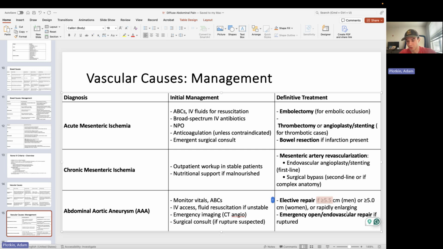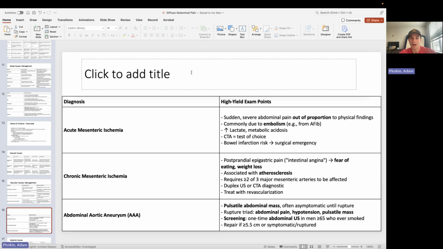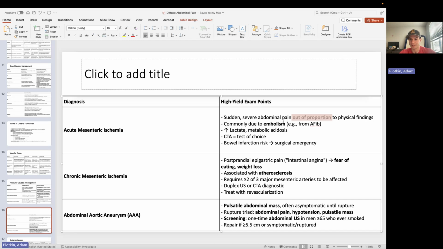And then we can do an emergency repair, obviously, if ruptured. All right, some high yield points. I've kind of talked about it, but AMI: pain out of proportion to exam, commonly linked to embolism, so look for AFib. Elevated lactate and metabolic acidosis, we'll do a CTA.